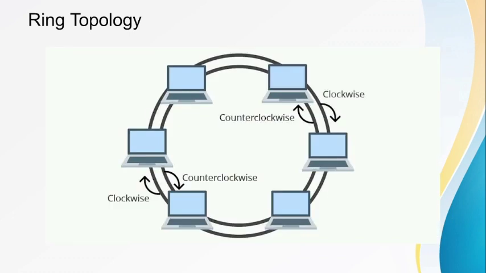So let's look at the image. You can see here we have 1, 2, 3, 4, 5, 6. There are 6 hosts that are sharing data back and forth, sharing resources back and forth. So should any computer have problems, then the whole of this network will fail, will go down, because they're in the path of the data transmission.